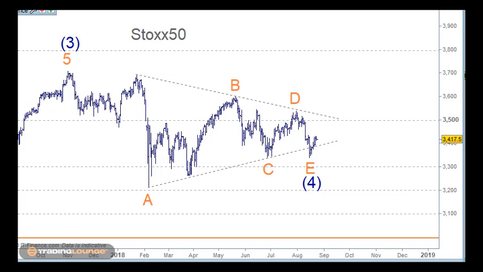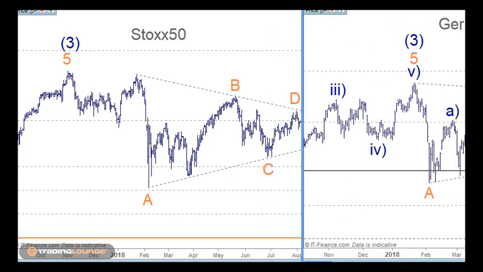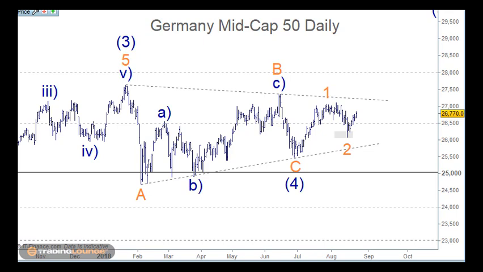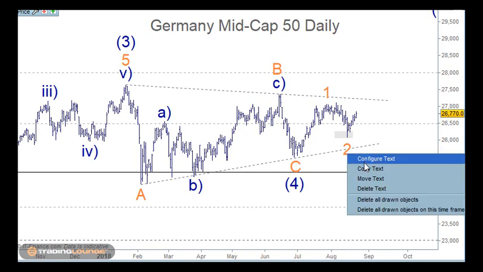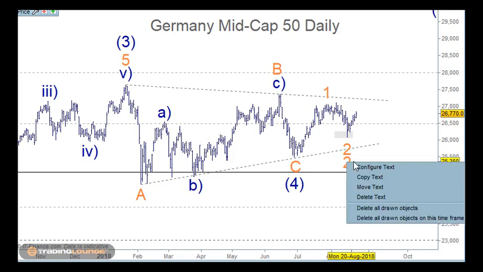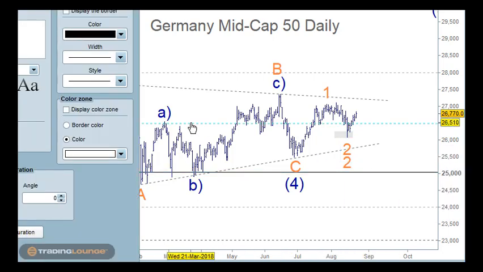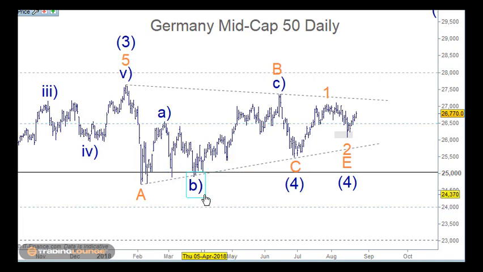And this is the same for the Germany mid-cap as well, but we can count this slightly differently. I could count this here as, if I just copy that here and put this as an E wave here, I could do that. Not that it would make that much difference, but I just like to consider all factors, because this leg down here does count nicely as 5 waves.